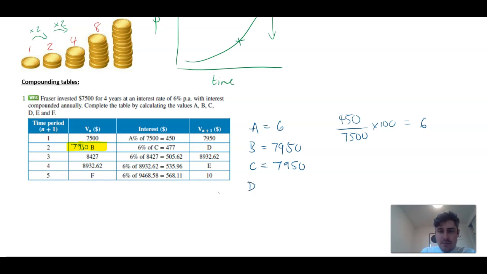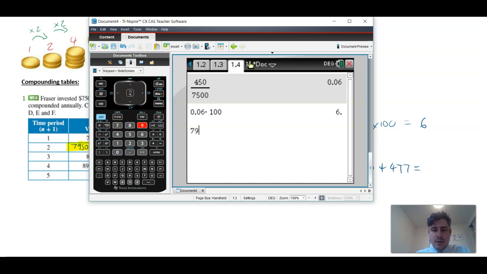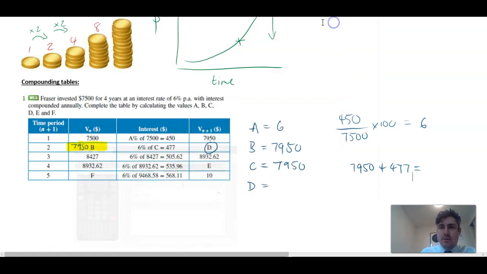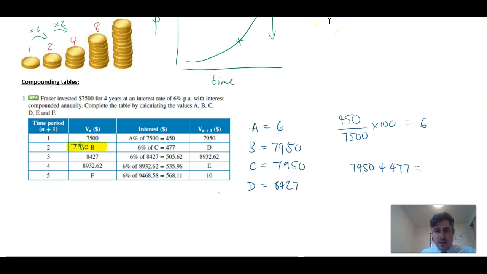So D, this number here, will be the sum of the 7,950 plus the new interest of 477 to give us the new value, 8427. Which adds up to the same as there, because that's carried over to the next period. This next row is done for us, so 6% of 8427 is 505.62, and then that's carried on down there.